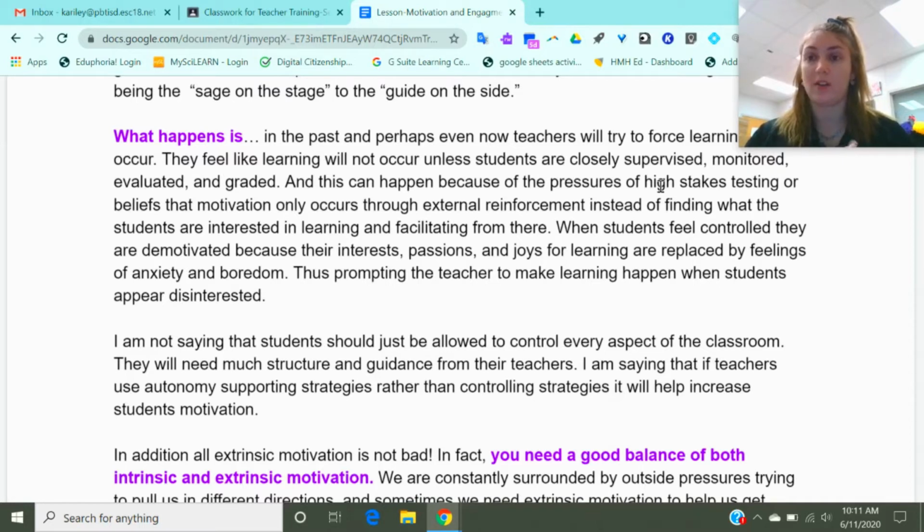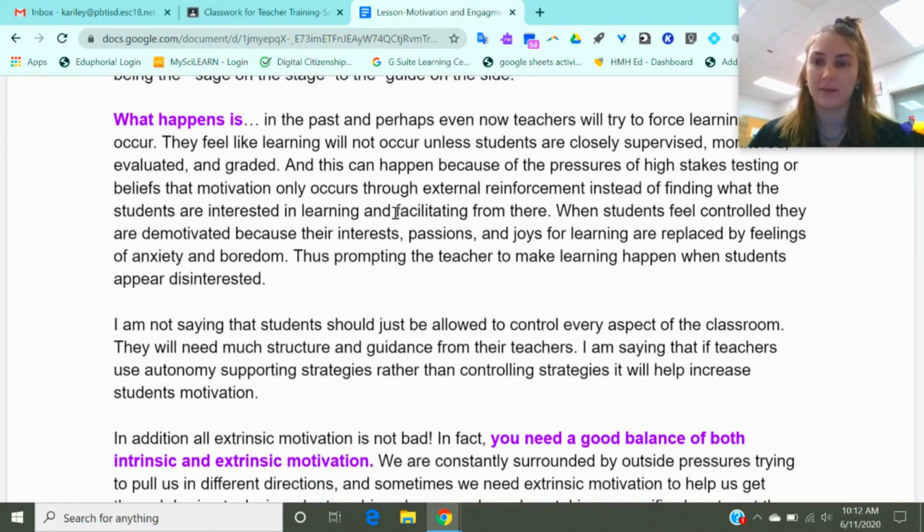Those of us who are trying to use intrinsic motivation to help our students in our classroom are swimming against a current. And I would argue now that we've had COVID, maybe we get a little more leeway because we're not so focused on high stakes testing and grades. But we'll talk more about that in a little bit. And then also there are educators out there who do believe that motivation only occurs through external reinforcement instead of trying to find what the students are already interested in and then facilitating from there.